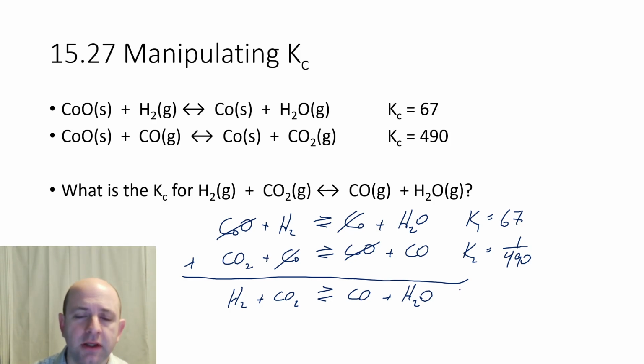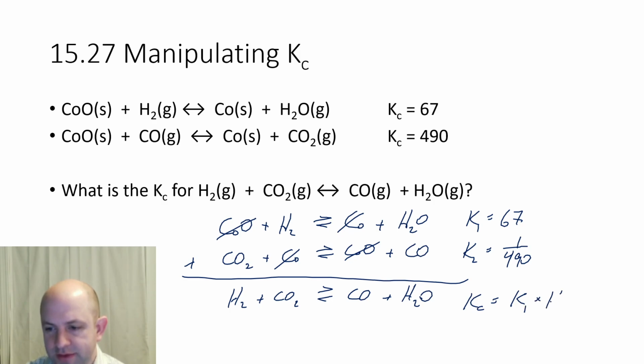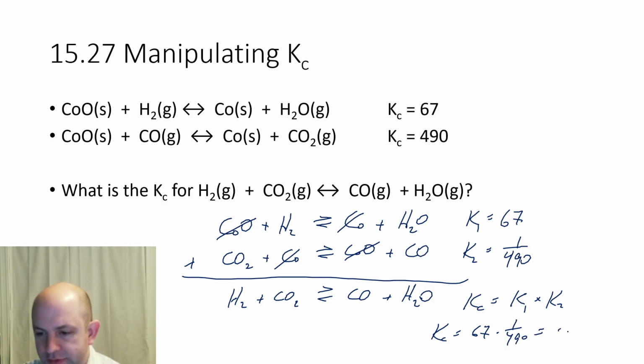When we combine equilibrium reactions, the products of the first one become the reactants of the second. The way to cancel them out is to multiply. We multiply these together. So our overall Kc is going to be K1 times K2. So in this case, that'll be 67 times 1 over 490. And if we punch that in, we will get 0.14 with 2 sig figs, it's like 0.1367. But that's our final answer there.